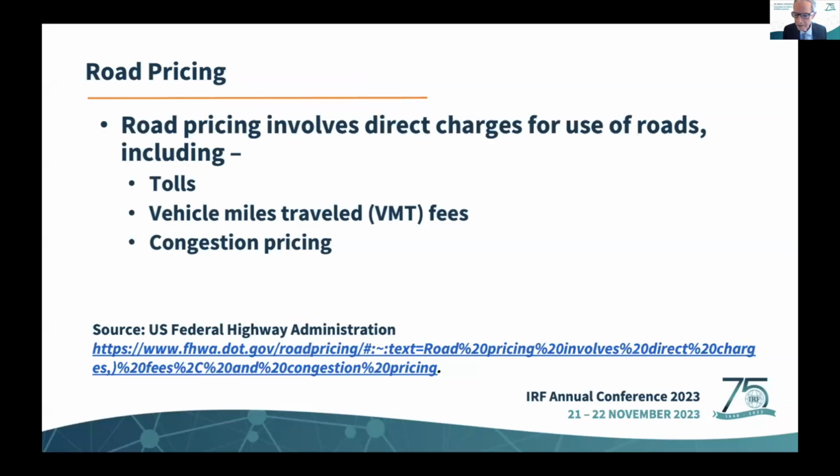So road pricing, that is in the title of our session, is something for which we think about so many terminologies and definitions that I thought it would be good to find at least one definition of road pricing that could help us understand the whole context. So road pricing, according to the U.S. Federal Highway Administration, involves direct charges for use of roads, including tolls, vehicle miles traveled. Okay, that's here in the U.S. So internationally, it would be vehicle kilometers traveled, VKT, fees, and congestion pricing.